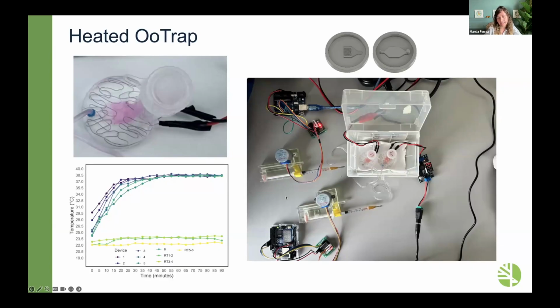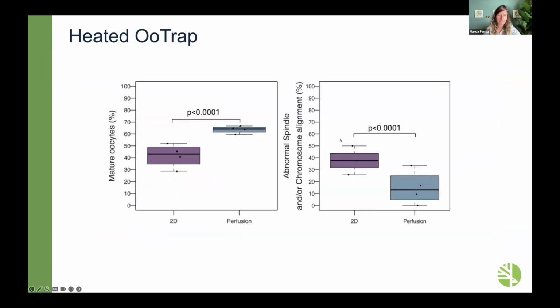So with that, a small unit can be contained, and we just added HEPES to the maturation media, which we know can support maturation. Here is the one controlling the voltage for the temperature, and the pump with its Arduino controlling that. And in that device, we were again able to have higher rates of mature oocytes compared to the normal 2D, and also a lower number of abnormal spindles and chromosome misalignments.